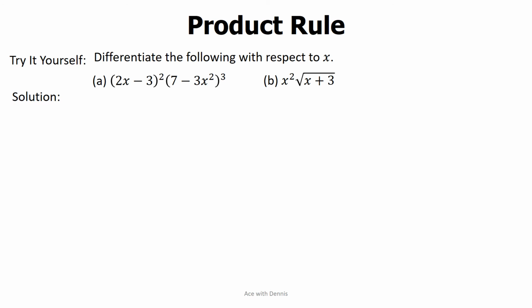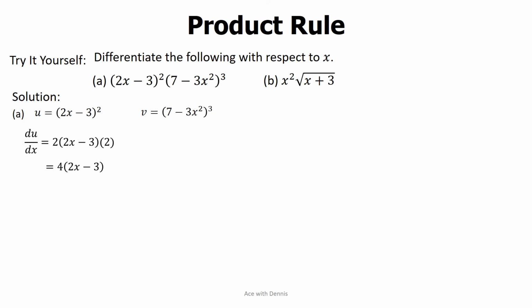Okay, here is the solution. For A, let's identify the u. So the u will be (2x minus 3) squared. And the du over dx will be 2 times (2x minus 3) times 2, and we get 4 times (2x minus 3).